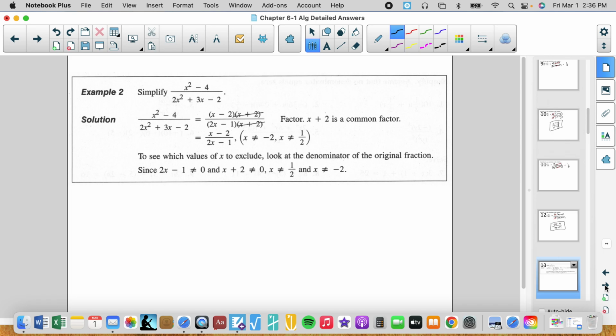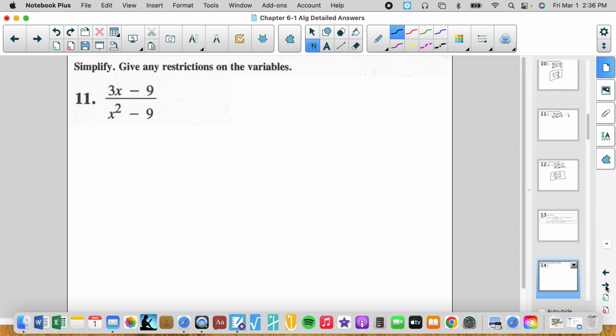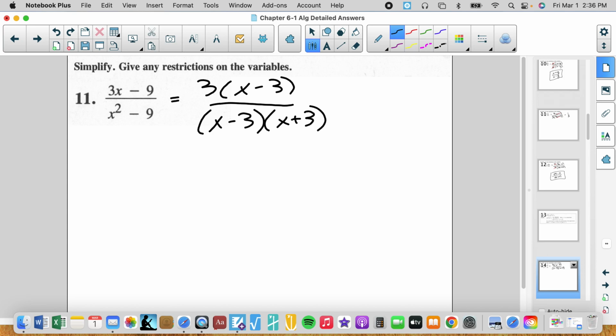So here now we'll factor trinomials or some of those special ones, difference of squares or binomial squares or trinomials, a times c. So in the numerator we'll factor out a 3. We get x minus 3. Denominator, 2 terms, subtraction, both are perfect squares. So this is the difference of squares, which produces conjugates.